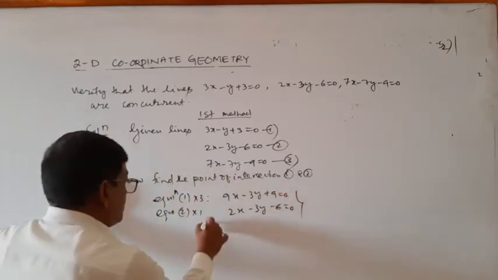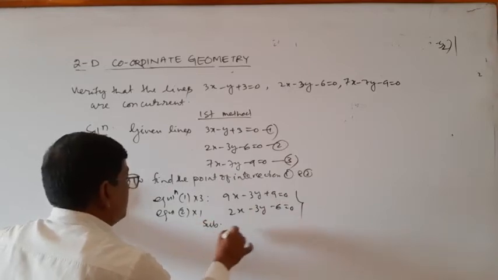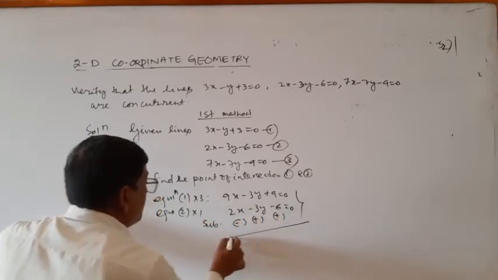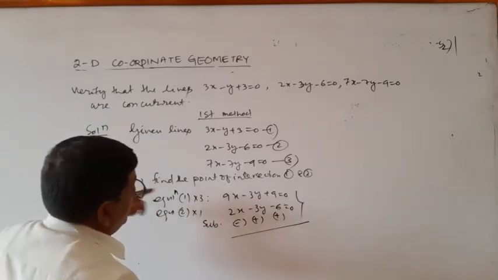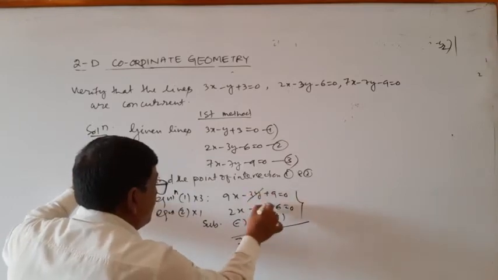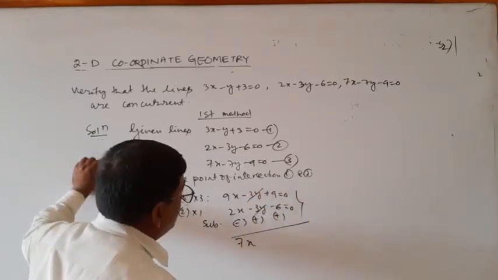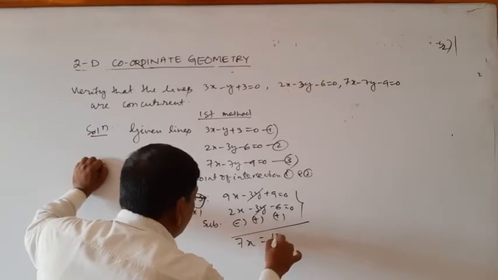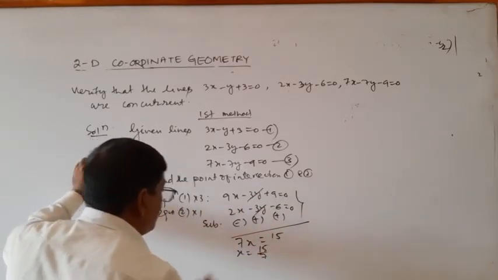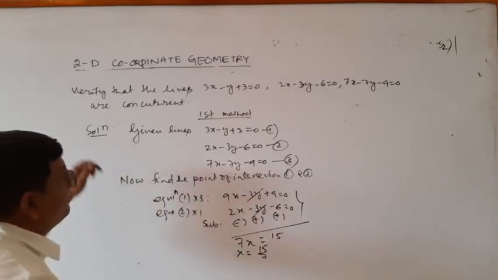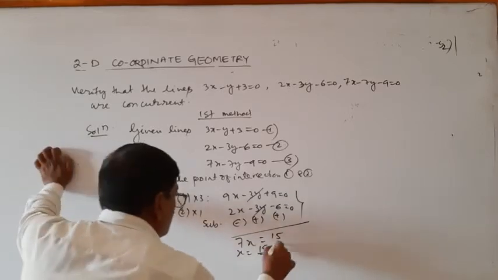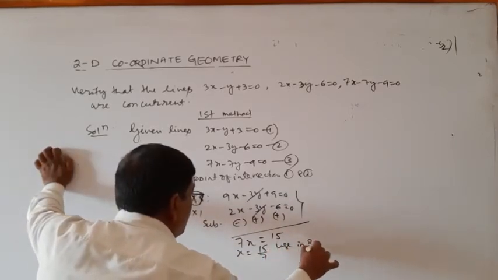Now subtract. So this is minus, this is plus, and this is plus. So what happens here? That is 9x minus 2x, 7x, this cancels, and this is equal to 15. So x is equal to 15 by 7.